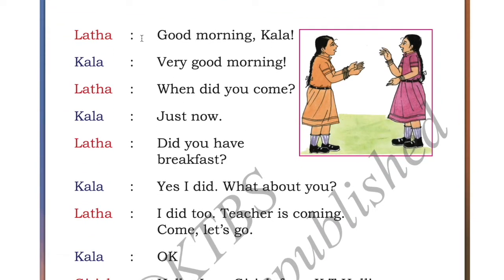Here we have the next part where the two people are Lata and Kala. Lata says, "Good morning, Kala." Kala replies, "Very good morning." Lata, when did you come? So Kala is saying she came just now. "Did you have breakfast?" "Yes, I did. What about you?" Lata says, "I did too." "Teacher is coming. Come, let's go."